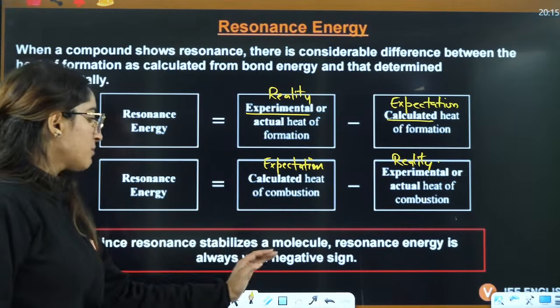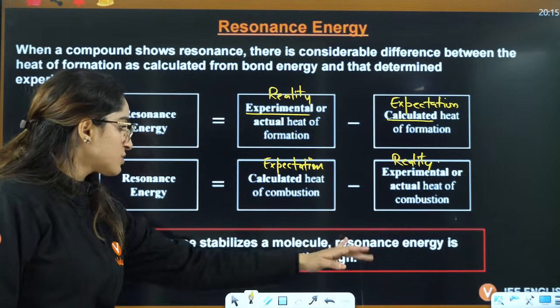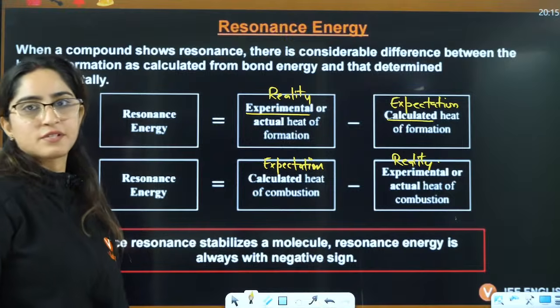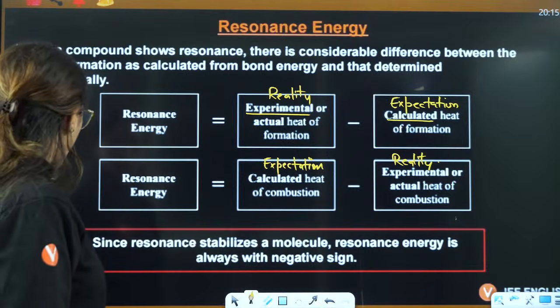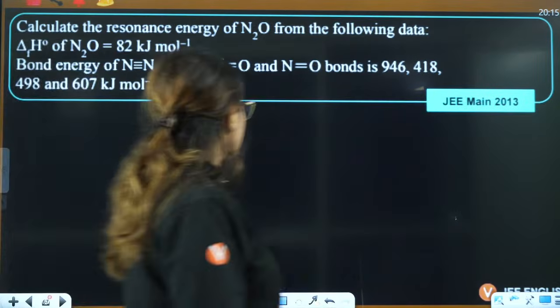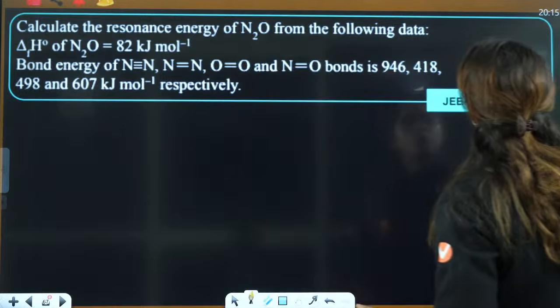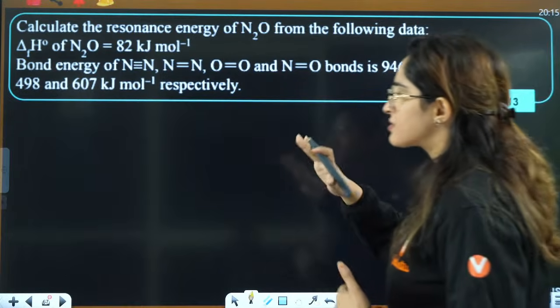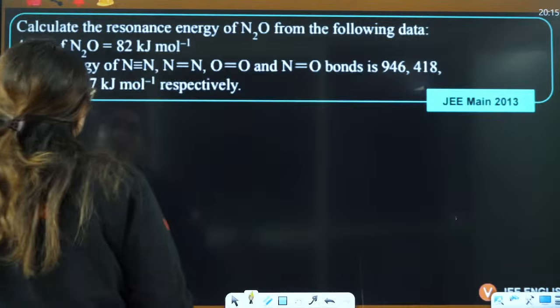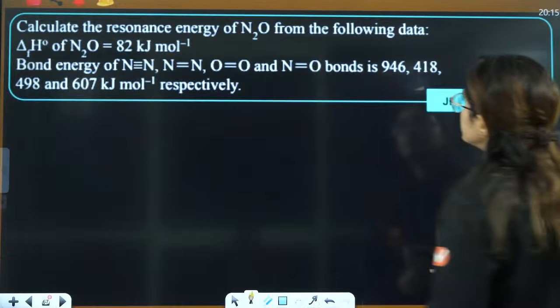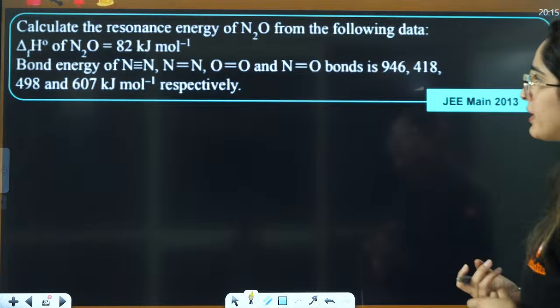Since resonance stabilizes a molecule, resonance energy is always with the negative sign. So always, resonance energy will have a negative sign. Let's see this question, a 2013 question that is based on this. Calculate the resonance energy of N2O from the following data.